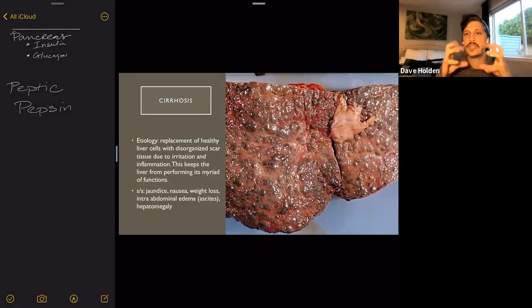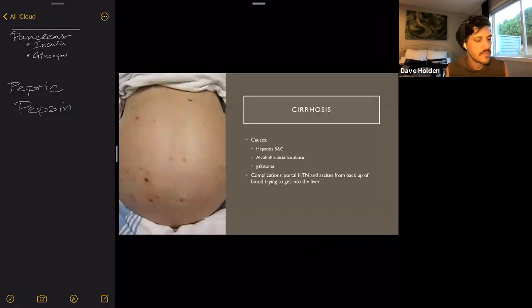And hepatomegaly, which is an enlarged liver. It's physically larger. You can usually see it kind of bulging out of the upper right quadrant of the abdomen. So cirrhosis, there you can see that abdominal swelling. This is called ascites, the abdominal swelling.